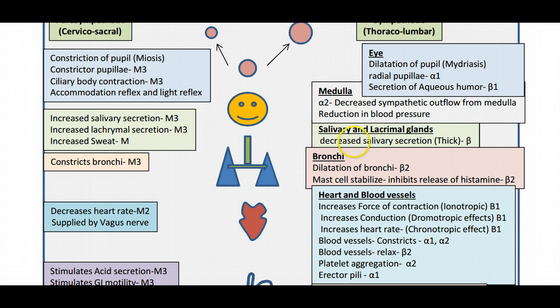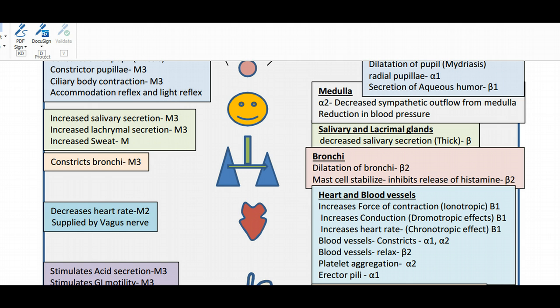Now on the other side, with the sympathetic system, in the salivary glands you see decreased salivary secretion. And not only that, it causes the salivary secretion to be thick. This action is mediated mainly by beta receptors. The effect of the parasympathetic system on the bronchial smooth muscles is mainly mediated by M3 receptors, and this will cause constriction of bronchial smooth muscle.